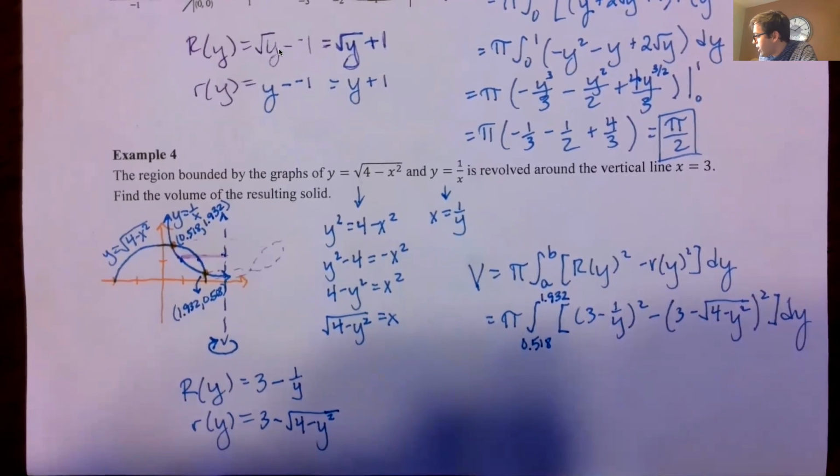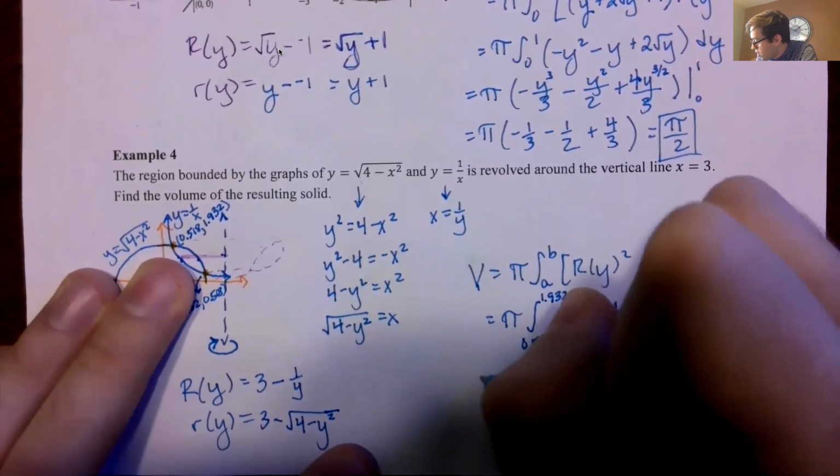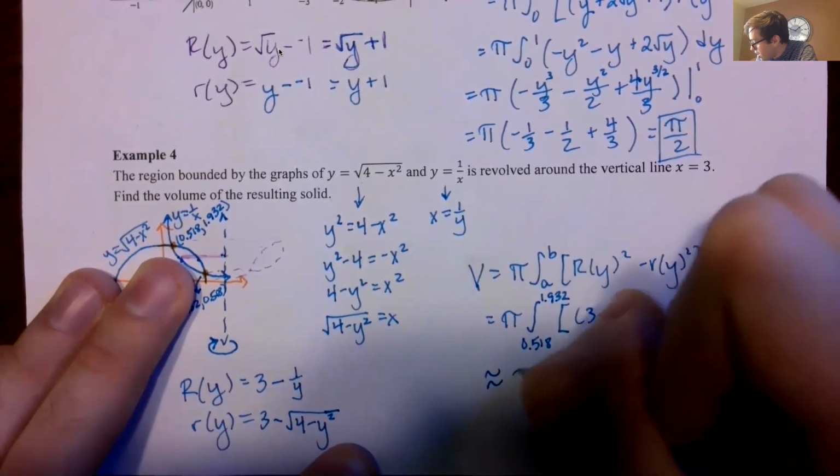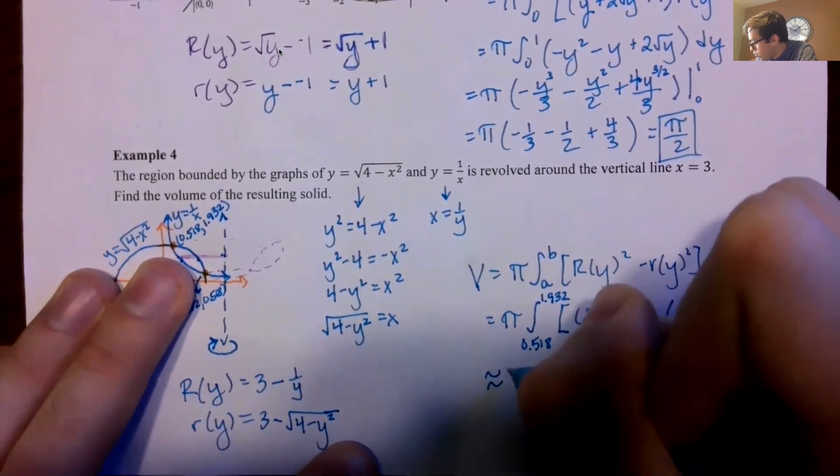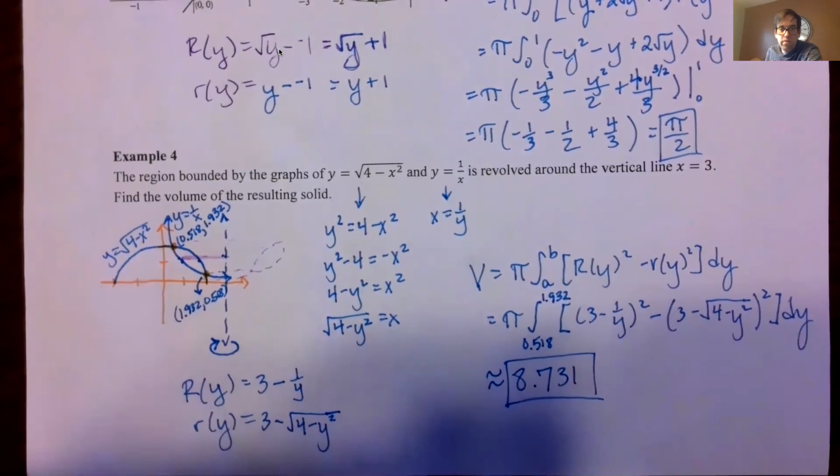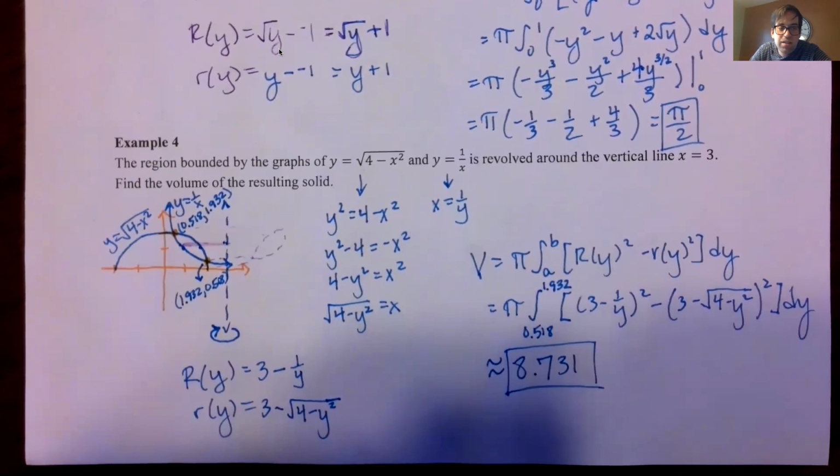So if you go to your calculator, type this whole thing in, make sure you watch your parentheses. You are going to get approximately 8.731, rounding to 3 decimal places as usual in AP Calculus, and that is the volume of your 3D solid. All right, so that is how you do volume using the washer method.